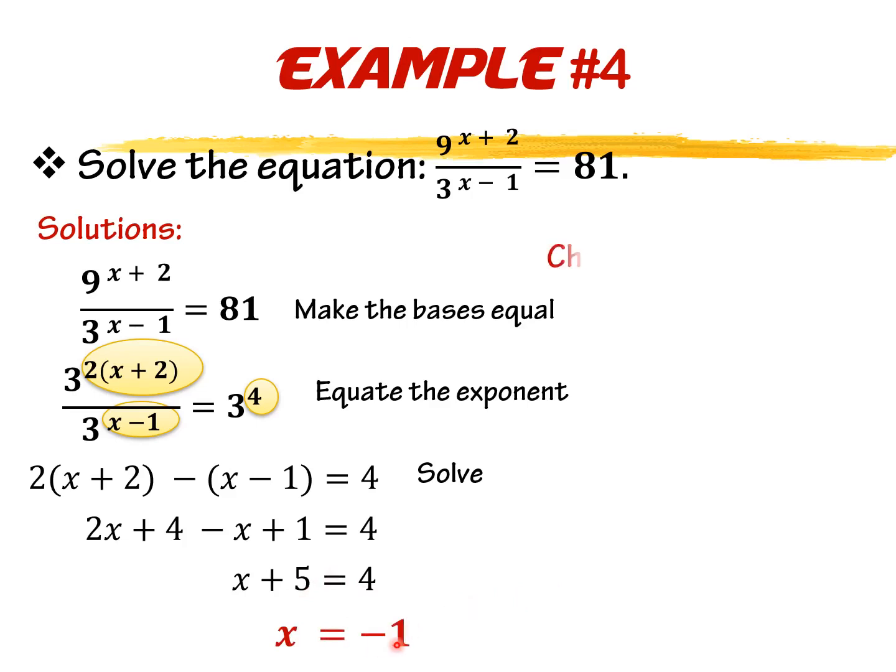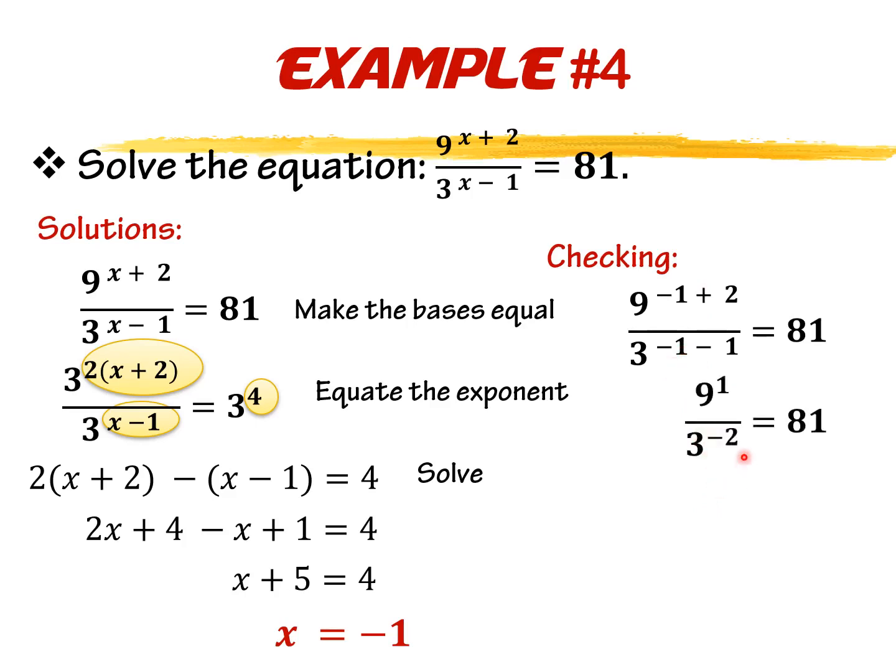Okay, let us do the checking. Again, substitute negative 1 to the original equation. You will have 9 raised to negative 1 plus 2 divided by 3 raised to negative 1 minus 1 is equal to 81. So negative 1 plus 2 will give you 1, so 9 to the first power, and the denominator will give you 3 to the negative 2.